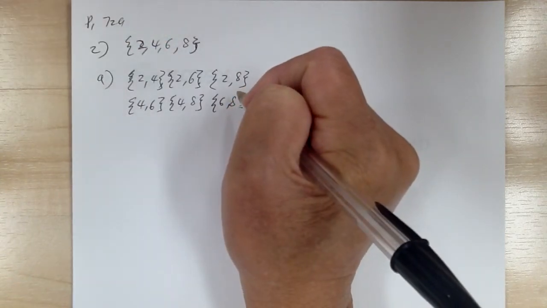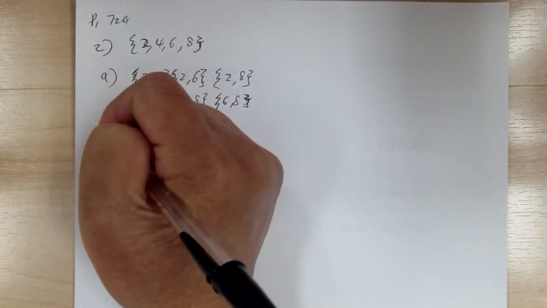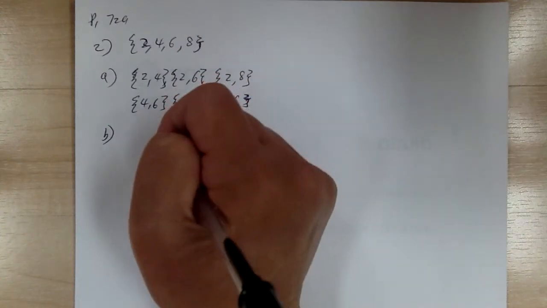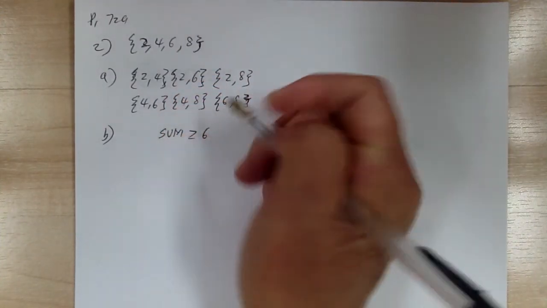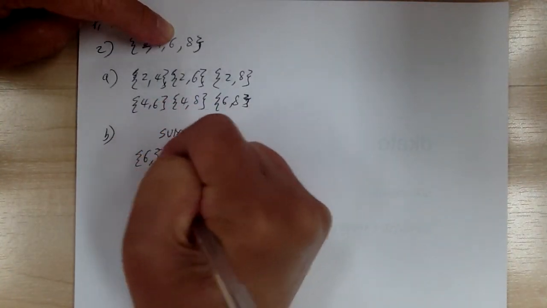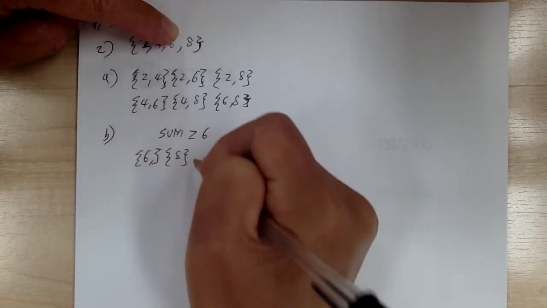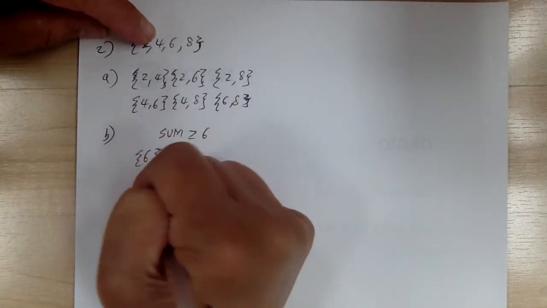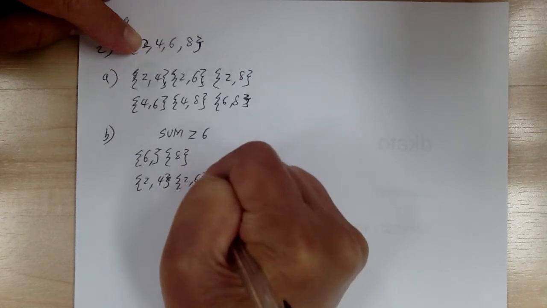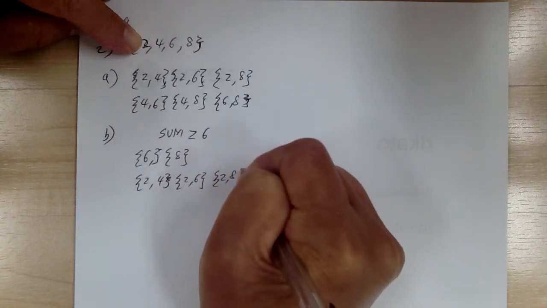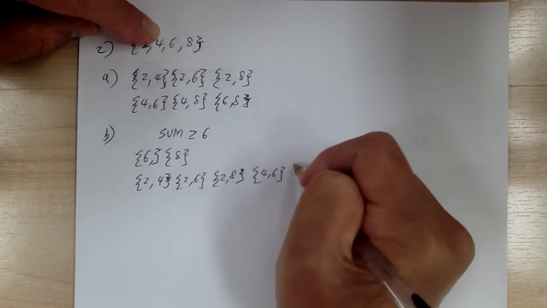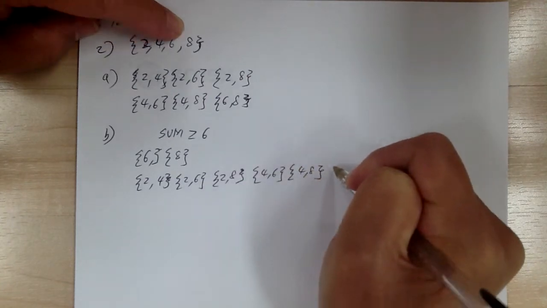Okay, and that's it. Now for part B, the subsets in which the sum of the digits is at least 6. So sum at least 6 means greater than or equal to 6. Okay. Now you can have only 1 digit. So for 1 digit you can have 6 and 8. For 2 digits you can have 2 plus 4. Then you can have 2, 6. Then you can have 2, 8. And then after you continue with the 4, so you've got 4, 6. And then you've got 4, 8, and then you get 6, 8.